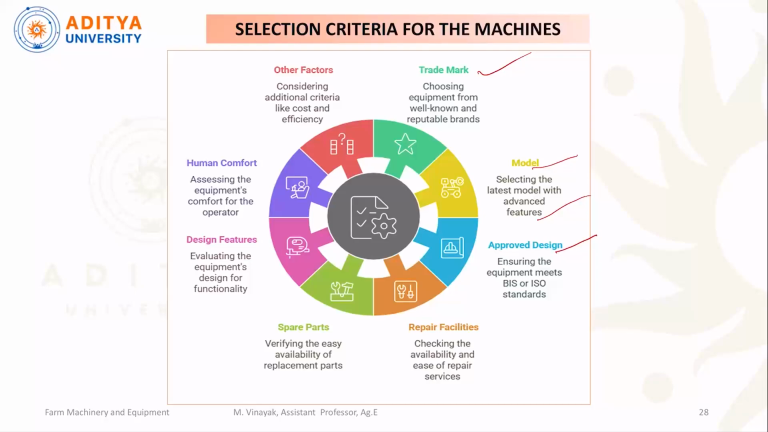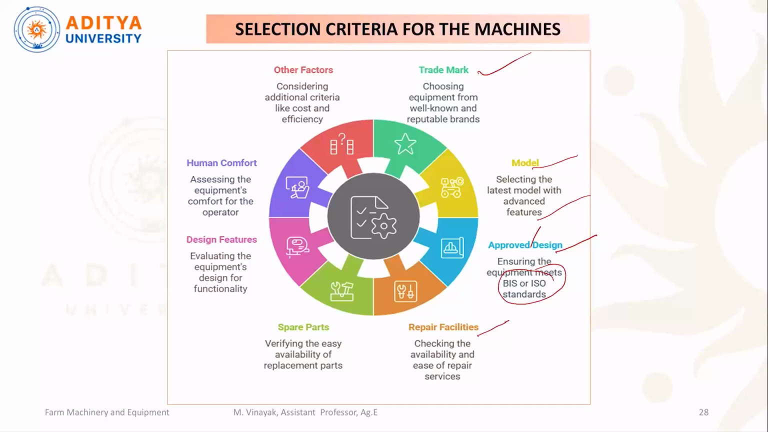Next one is the approved design. Approved design is nothing but ensuring the equipment meets the BIS and ISO standards. Here BIS is the Bureau of Indian Standards and ISO is the International Organization for Standardization. The design should meet their standards. Here is how we can involve BIS and ISO. Suppose we select one material, this material should be branded with the BIS and ISO standard.